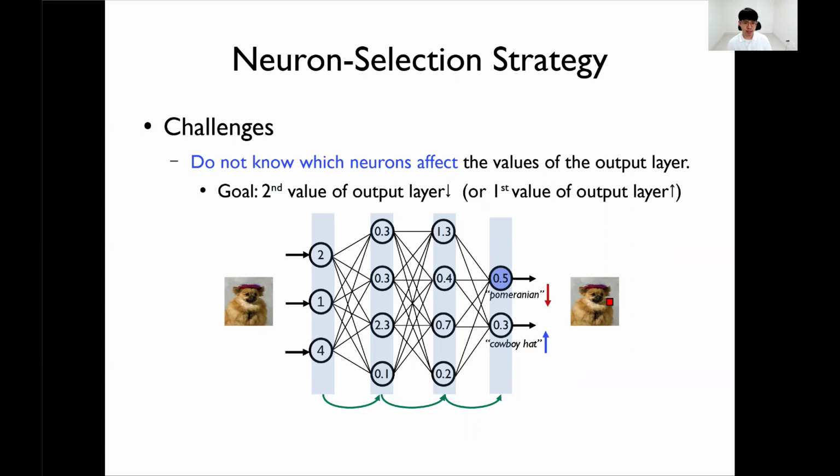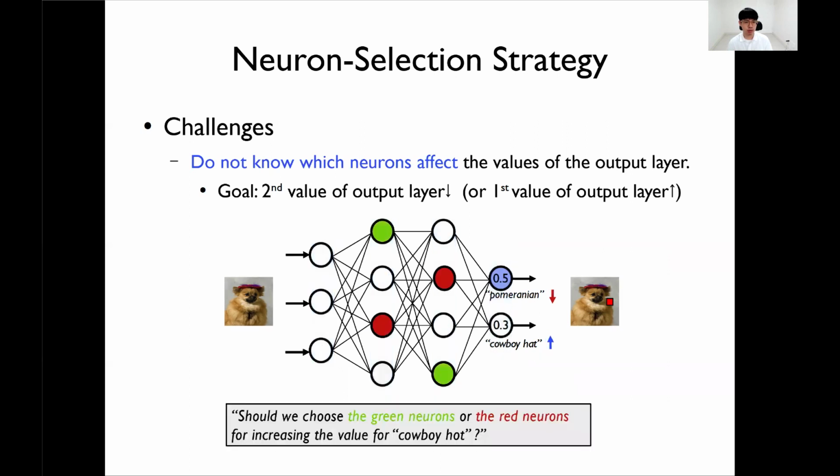So in other words, in terms of generating an adversarial input, the output value of the Pomeranian should be decreased and the value of cowboy hat should be increased. But here is the problem. At this time, we do not clearly know whether to select, for example, green neurons or red neurons to increase the output value of the cowboy hat at the output layers. So these three reasons make the neuron selection non-trivial when testing real-world DNN models.